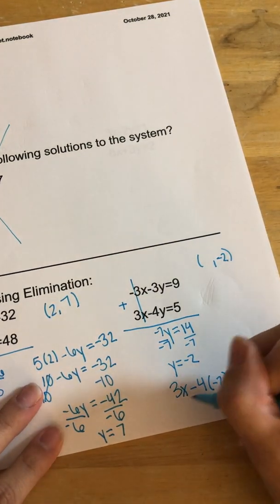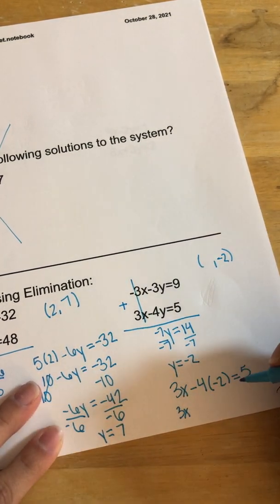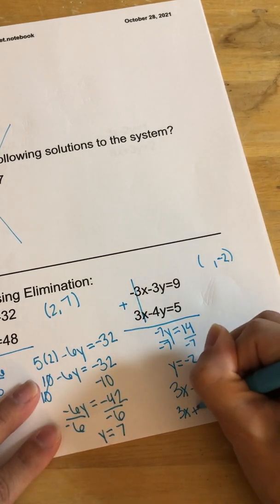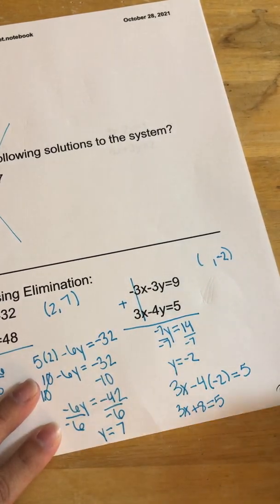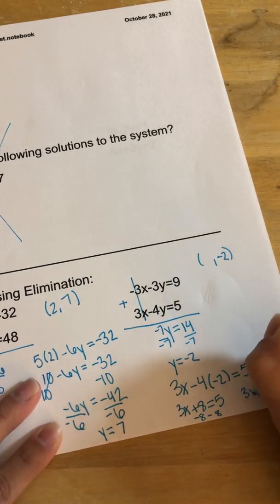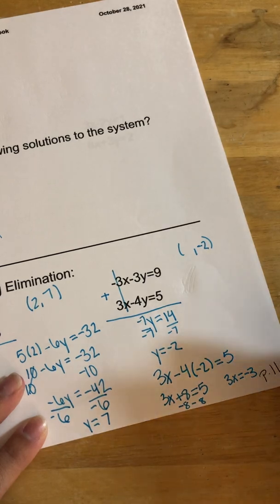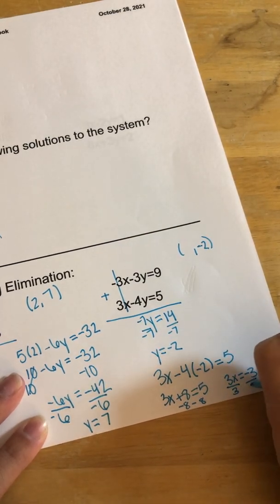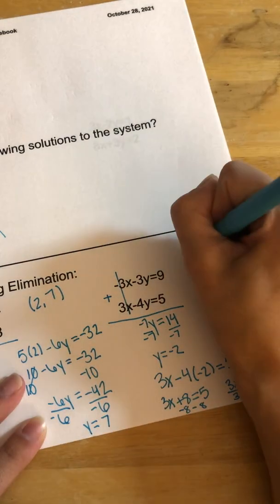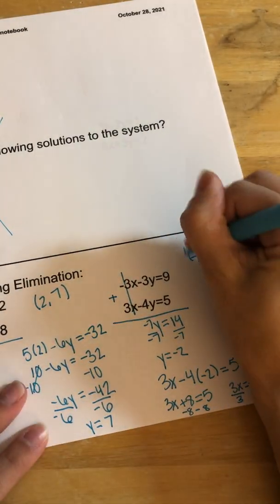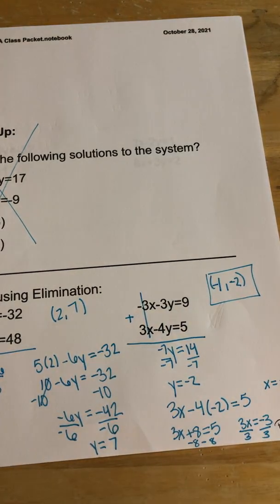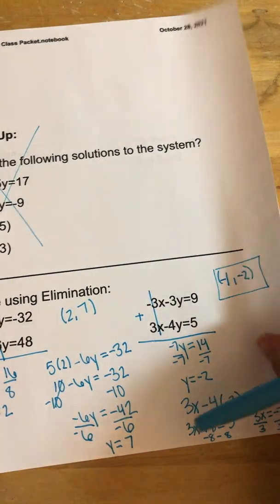So now I'm going to solve this equation for x. So I'm going to bring down the 3x. Negative 4 times negative 2 is positive 8, equals 5. Subtract 8 on both sides. I get 3x equals negative 3. Divide both sides by 3, and x equals negative 1. So there is my answer. The point where these two lines cross is at the point (negative 1, negative 2).